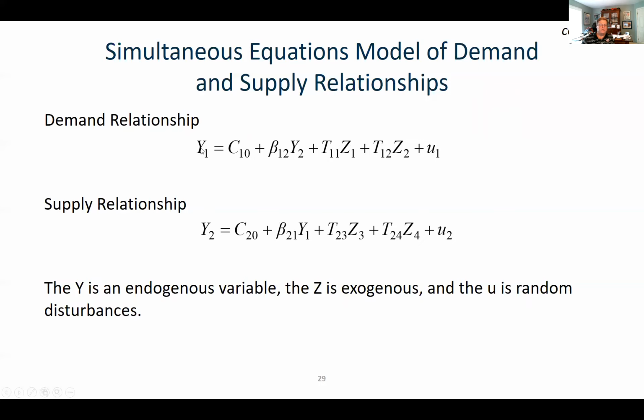And the other thing to consider is you may make the mistake, but don't do that, of thinking that a change in Z3 and Z4 would have no impact on Y1 because Z3 and Z4 don't appear on the right-hand side of the first equation, or alternatively, that Z1 and Z2 have no impact on Y2 because they don't appear on the right-hand side of the supply relationship. Well, that's not the case, because Y1 and Y2 both involve Z1 and Z2 as well as Z3 and Z4.